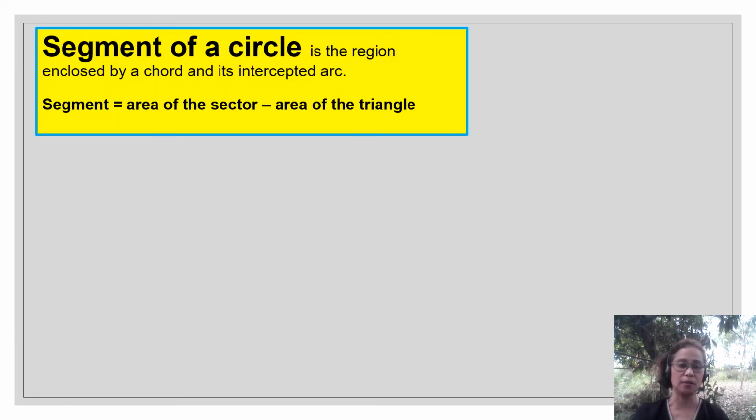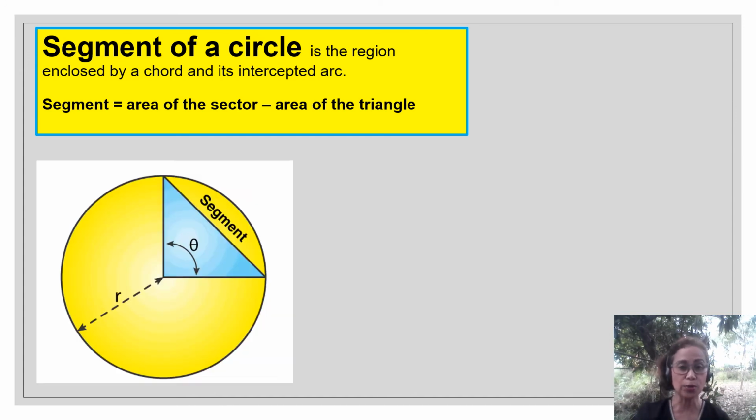The last topic that we're going to learn is finding the area of a segment. So what is a segment? It is the region bounded by a chord and the intercepted arc. So if I'm going to write here, we have segment AB, which is this chord, and the arc that touches the endpoints of the chord is also arc AB.